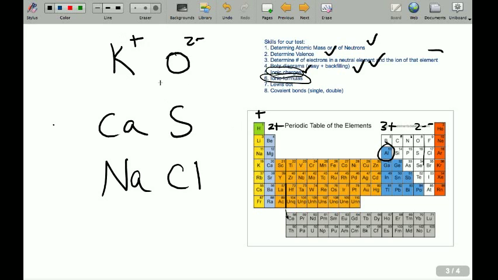Using the crisscross rule, first I'll do the crisscross rule, and then I'll explain why we use the crisscross rule.